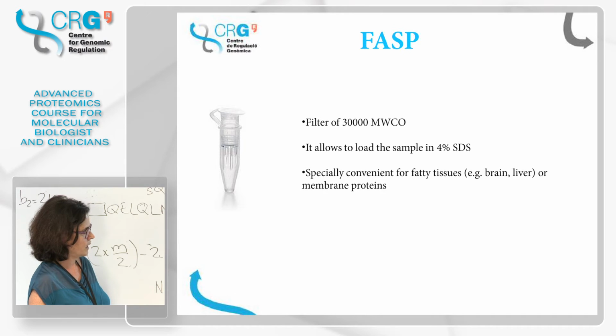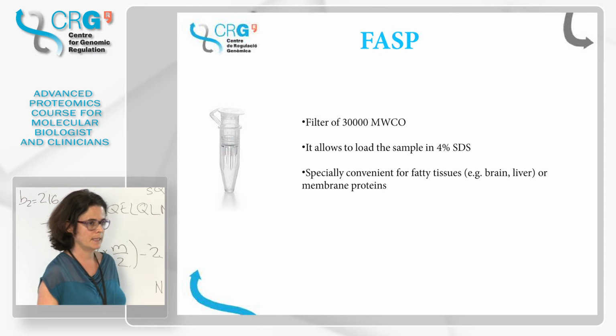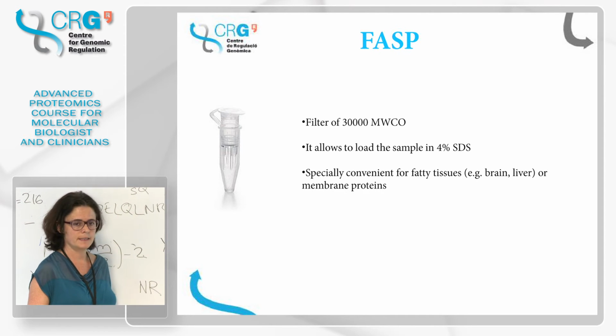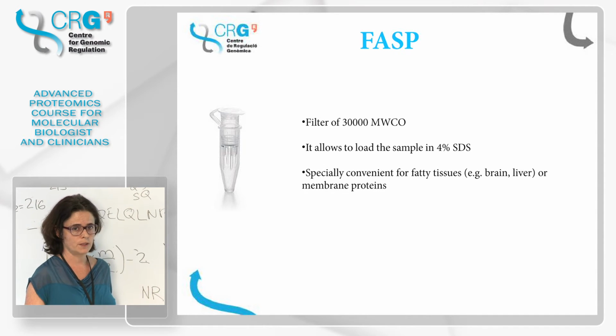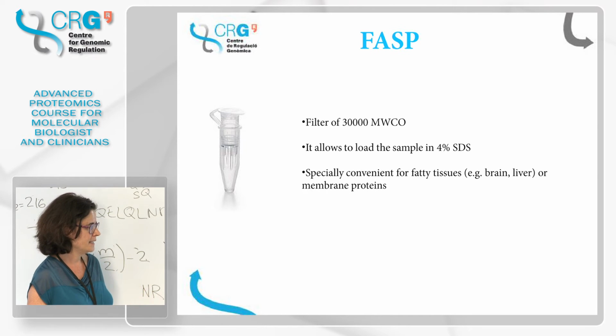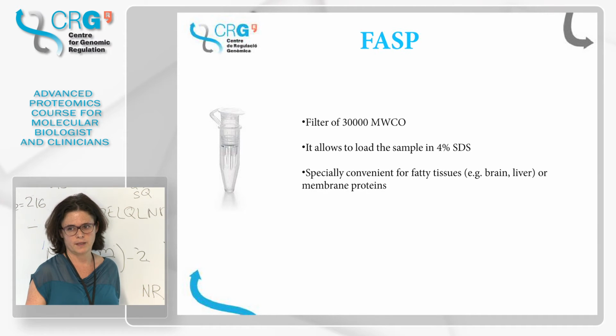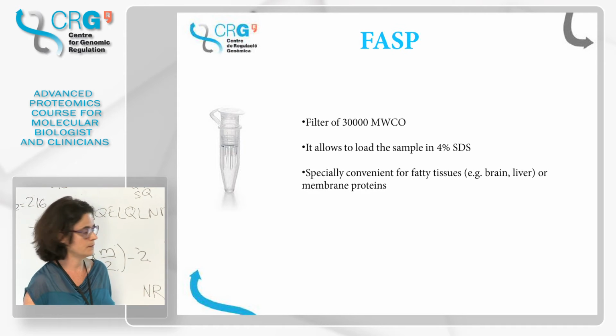So in here, what we have is a molecular weight filter of 30,000. The big advantage is that you can load the sample in 4% SDS, because then you filter and you can eliminate the SDS by filtering. This is especially convenient for very insoluble proteins, like, for example, brain tissues or liver tissues or membrane proteins that are very hard to dissolve in urea. You can try this protocol with SDS to dissolve the proteins better.